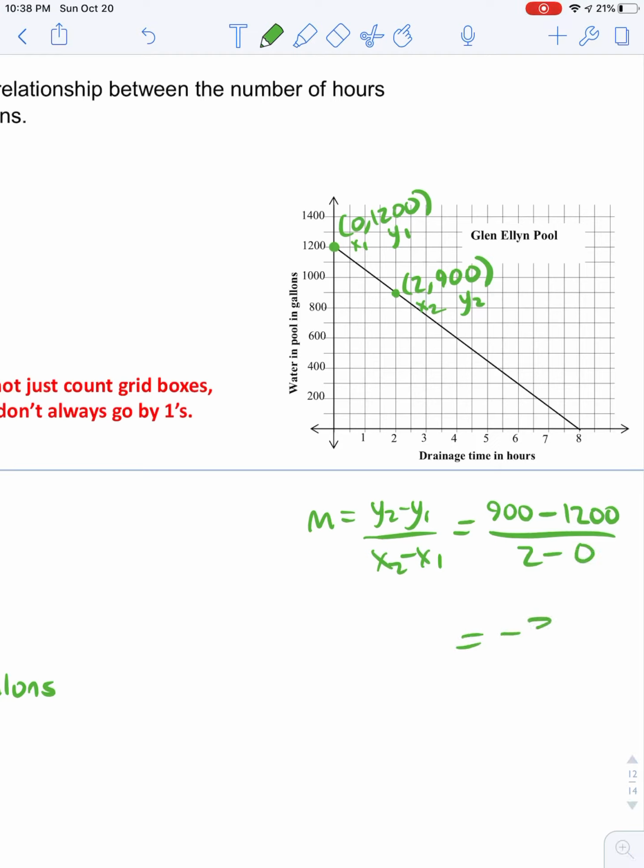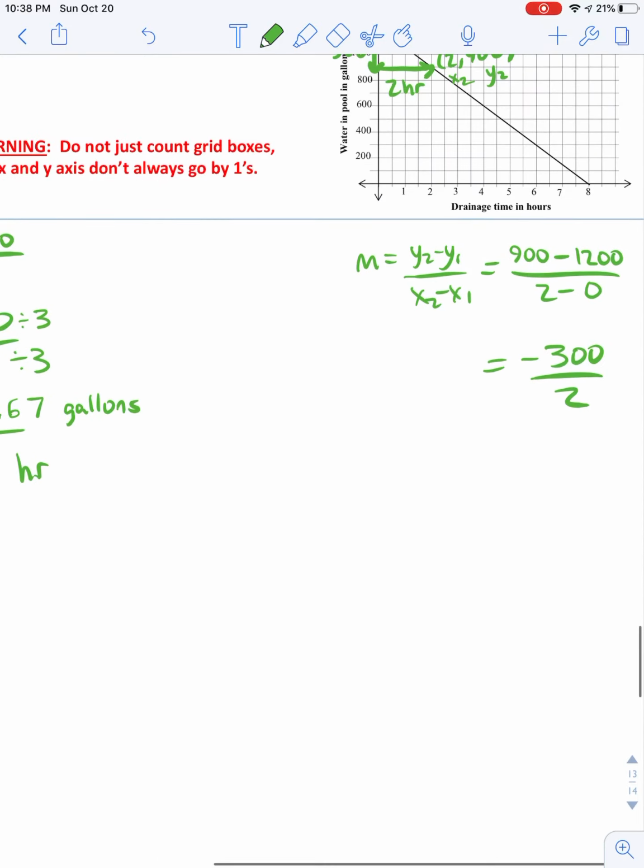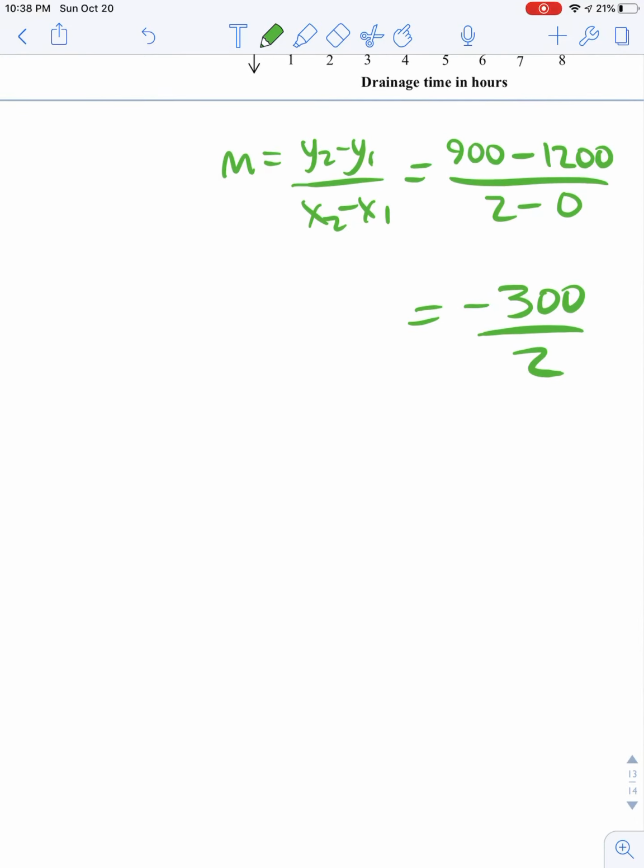And we get negative 300 over 2. What that means is they're able to drain 300 gallons over the length of 2 hours. Over 2 hours, we're draining 300 gallons. Okay? Well, that's not a unit rate. So again, I'm going to divide top and bottom by a number to make it 1 on the bottom. Dividing by 2 does that. So I get negative 150 over 1.